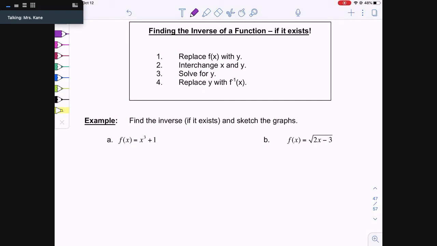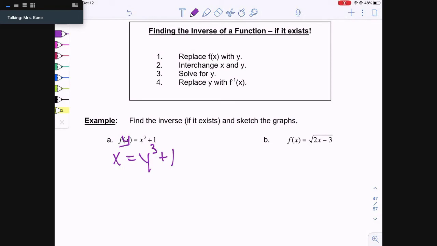The first step, replace f of x with y. Well, that's really easy. Without even rewriting it, I'm just going to make it a y. Interchange x and y. Remember, that's how you find an inverse. So switch them. Now it's x equals y cubed plus 1. So that step's easy. Step 3, solve for y. Remember, my equation needs to be in y equals. I'm trying to find the inverse, so I have to get it back in y equals form.